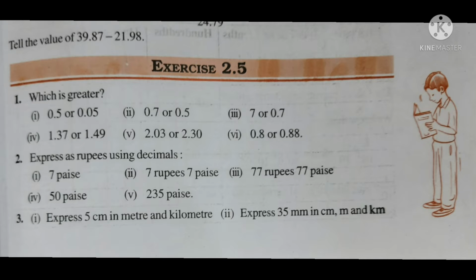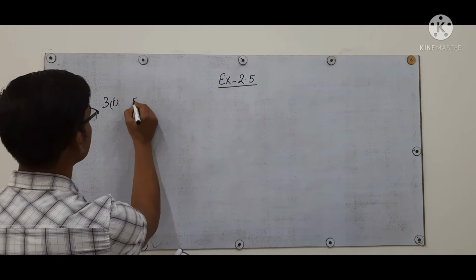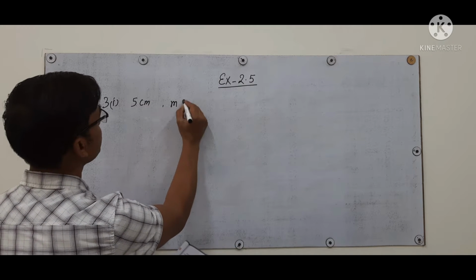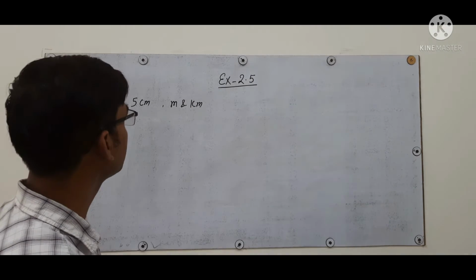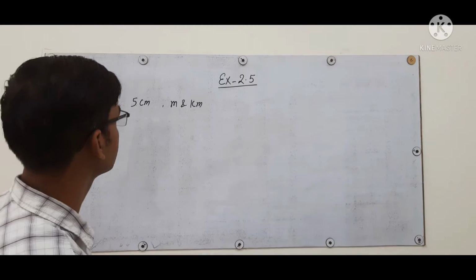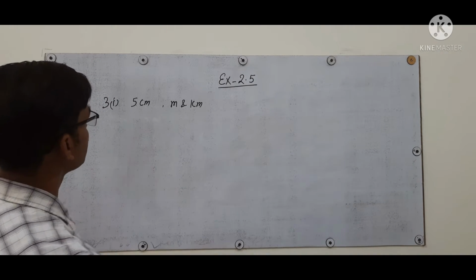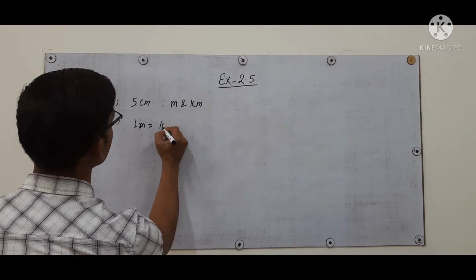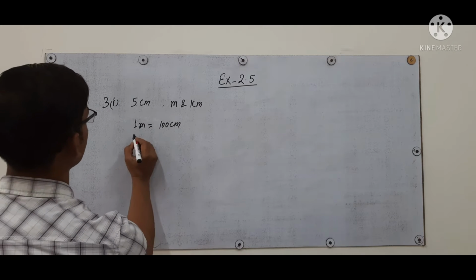Okay students, now we will solve question number 3 and its first part. So question number 3 part first is given here as express 5 centimeter in terms of meter as well as kilometers. That is, we have to convert 5 centimeter into meter and kilometer. Okay, so it is a very easy question, and now we will just solve it. So just look here. We all know that 1 meter is equal to 100 centimeter.